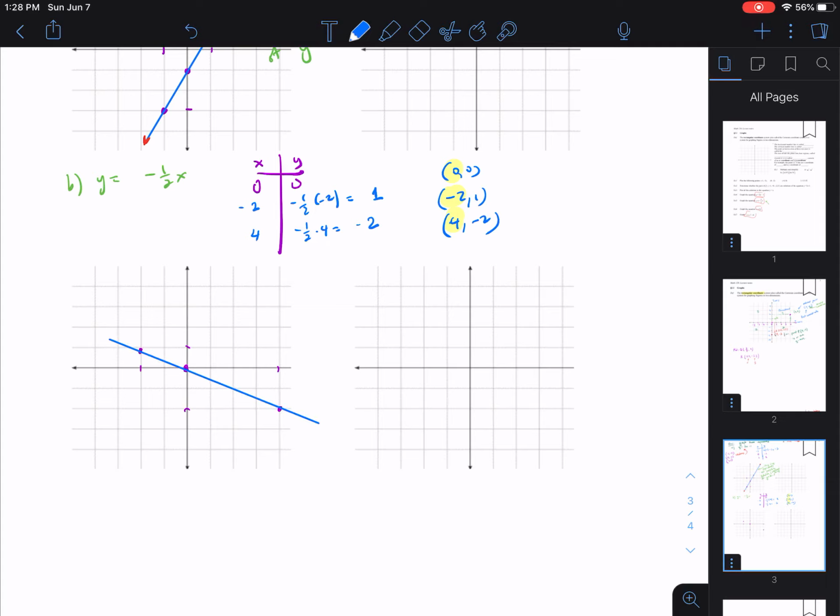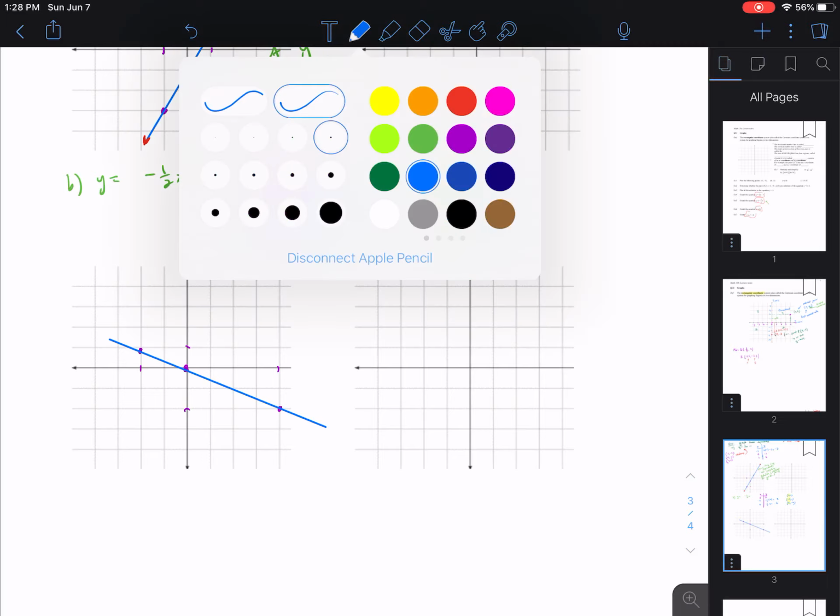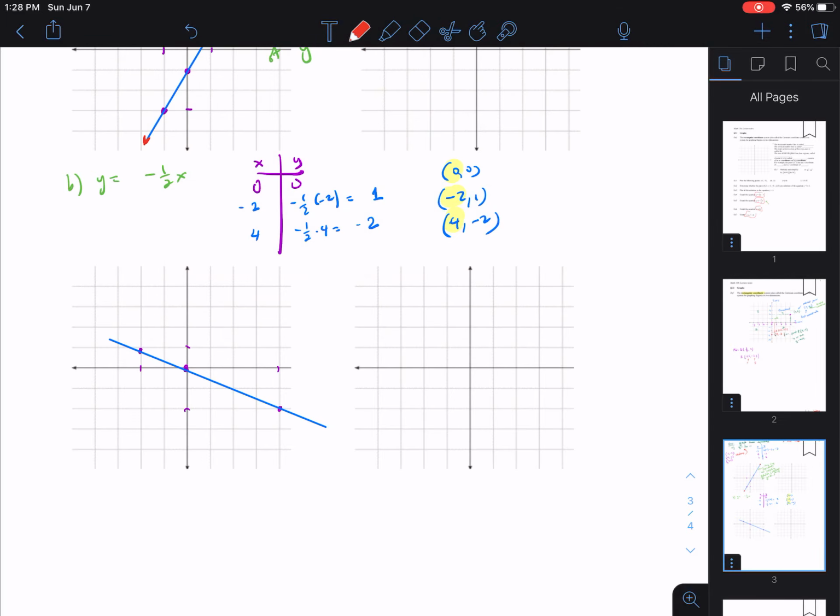All right, there it is. And then again, this line doesn't stop at those points. We draw these arrows at the end to indicate the line keeps going indefinitely.